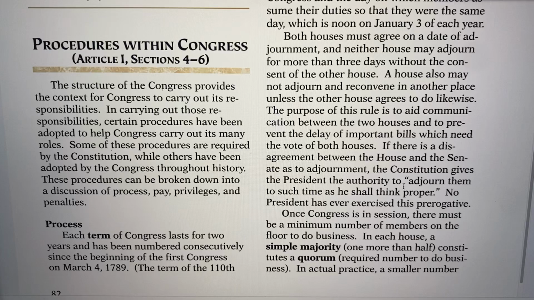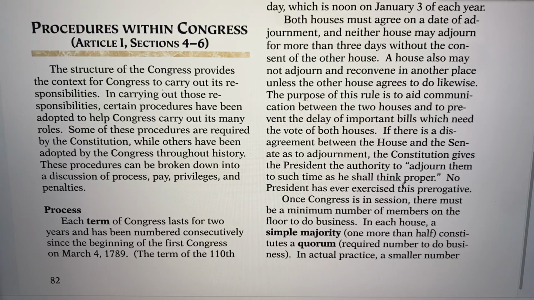A term of Congress lasts for 2 years. The congressmen in the House of Representatives are picked for a 2-year term, and of course senators for 6. Each term of Congress has been numbered consecutively since the first Congress. When I say term, I mean that 2-year period.